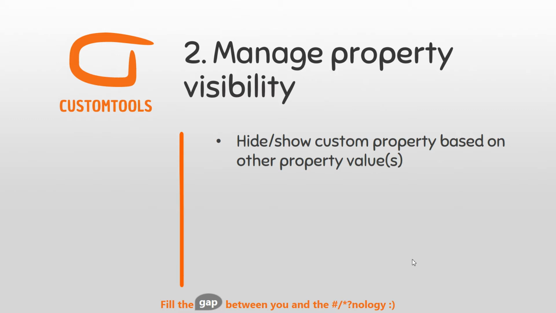Manage property visibility. Earlier in Custom Tools, you were able to manage the group visibility of property, but in 2018, we also introduced the possibility to manage property visibility based on other property values. This allows you to only display properties that need to be filled by the user. For instance, if you have a part that is a plate, then you can ask the engineer to fill specific properties for plate. If the part type is different, then the engineer will be asked to fill other properties.